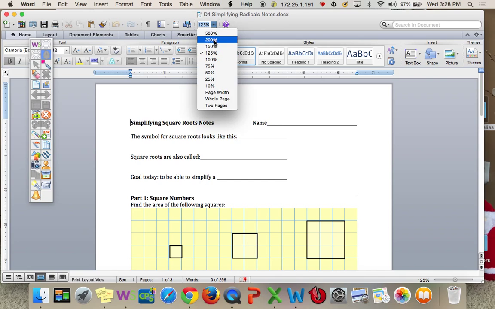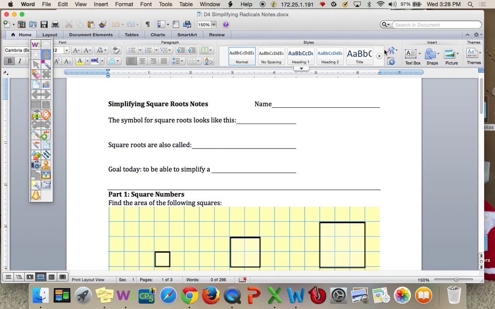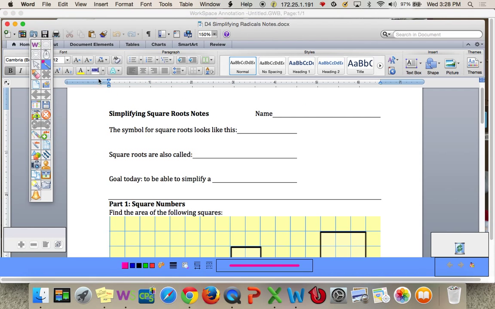Let's make it a little bit bigger too. Okay. So the symbol for square roots, and you've done these before, it looks like this. And the square root symbol is also called a radical. First semester we looked at putting things into radical form. So square roots are also called radicals, and your goal today is to be able to simplify a radical.